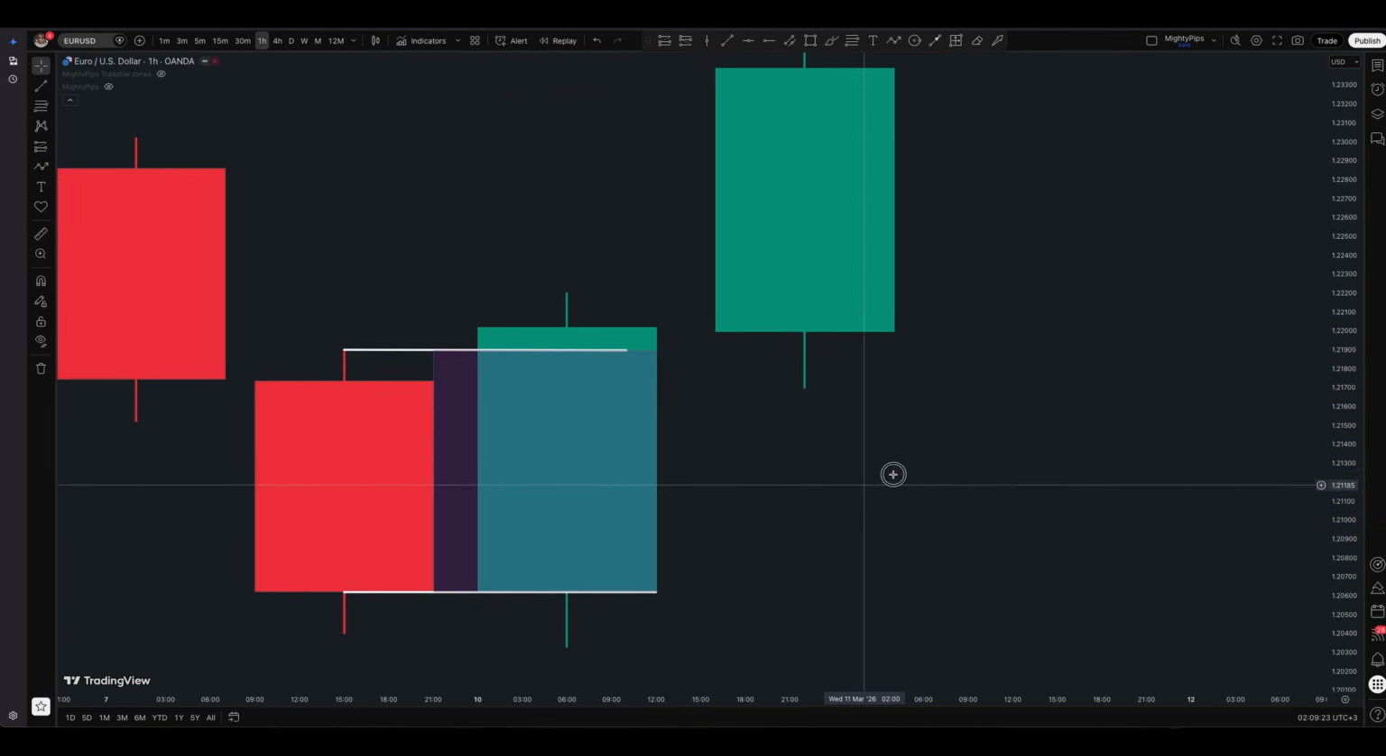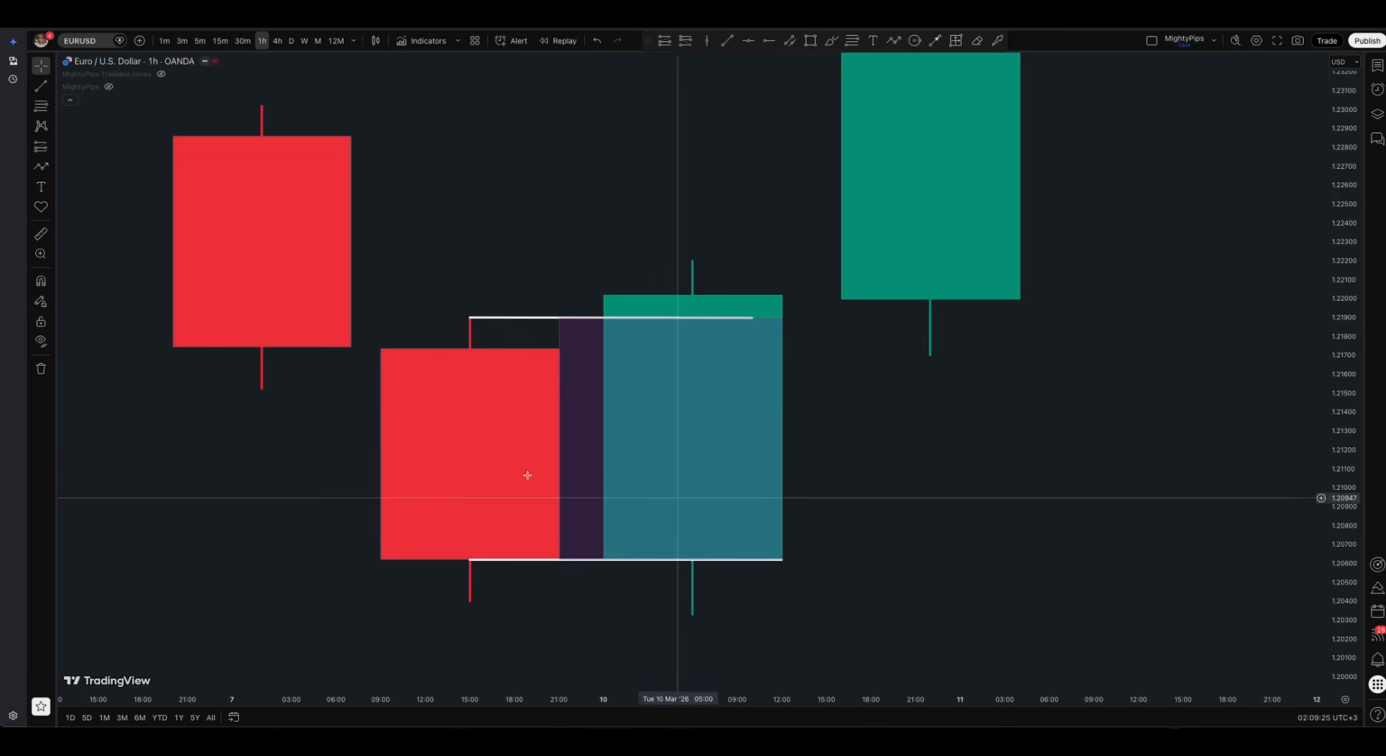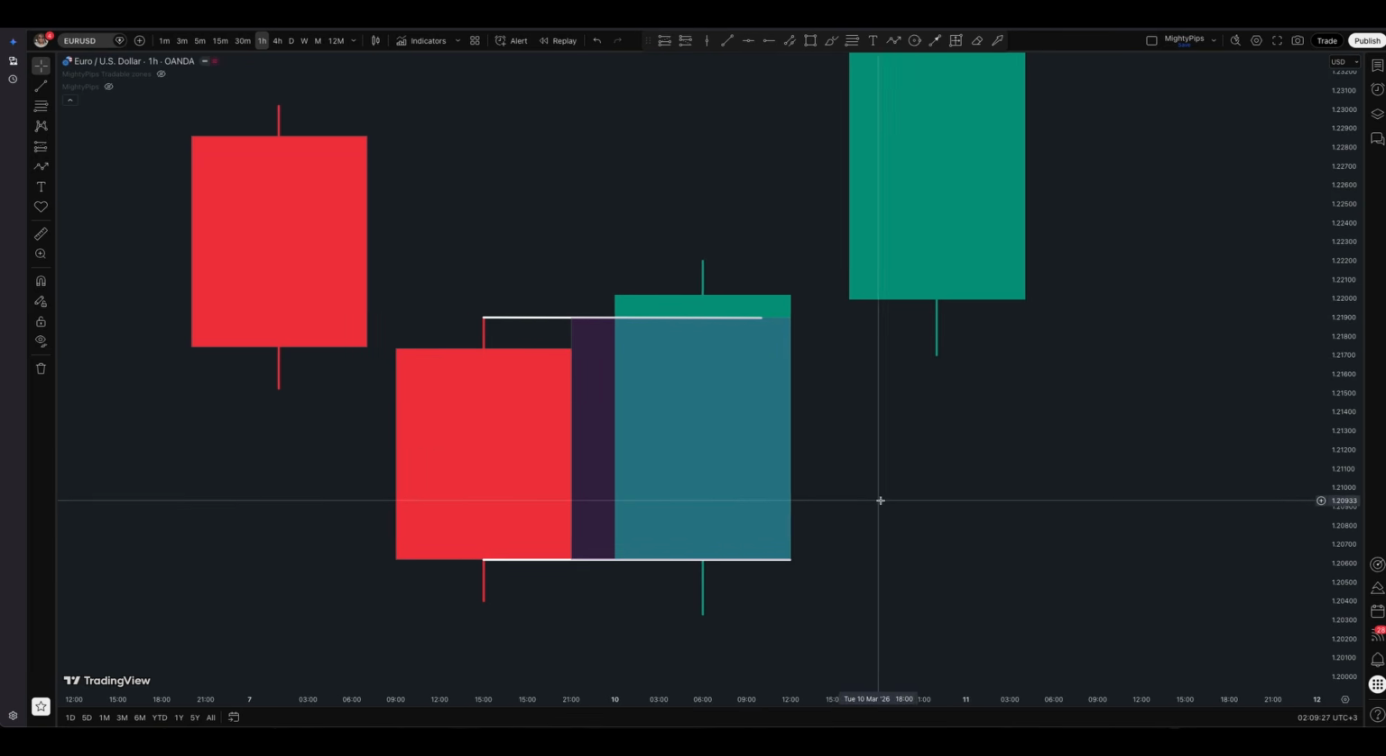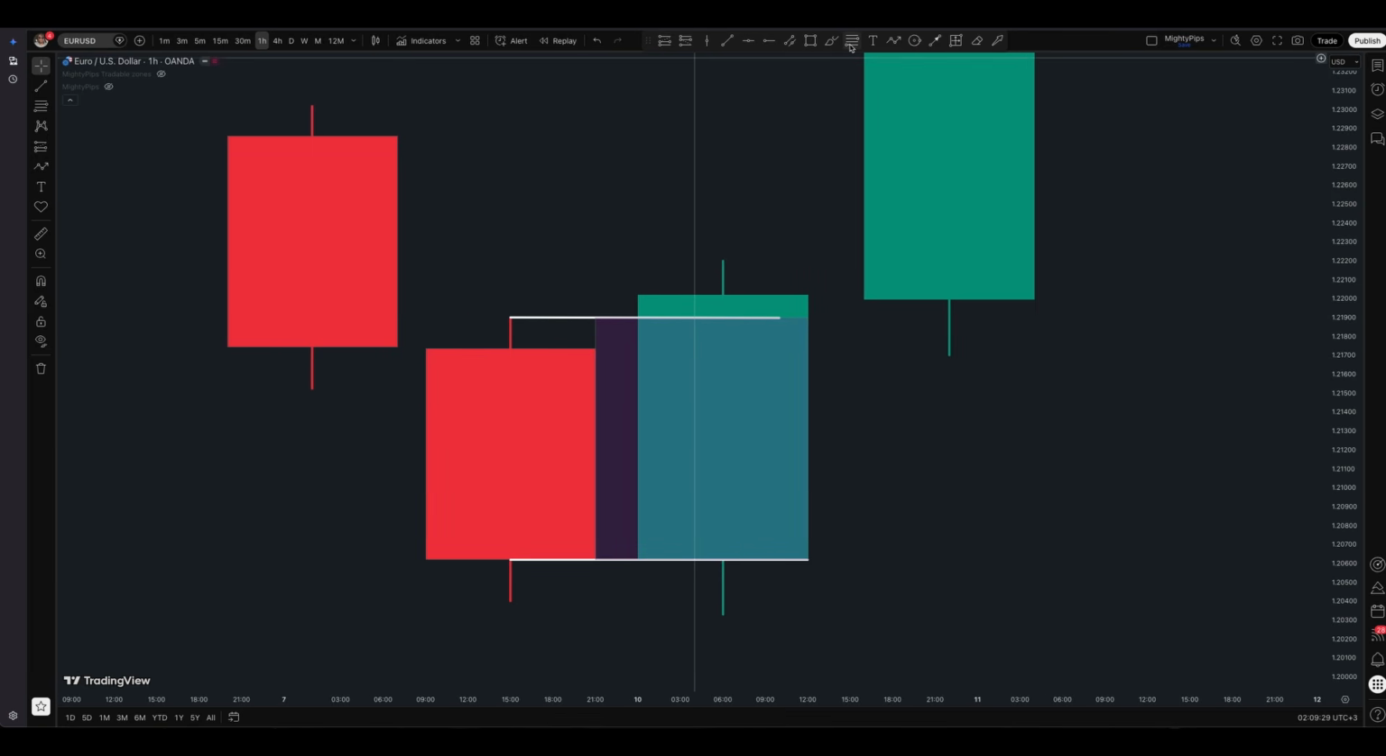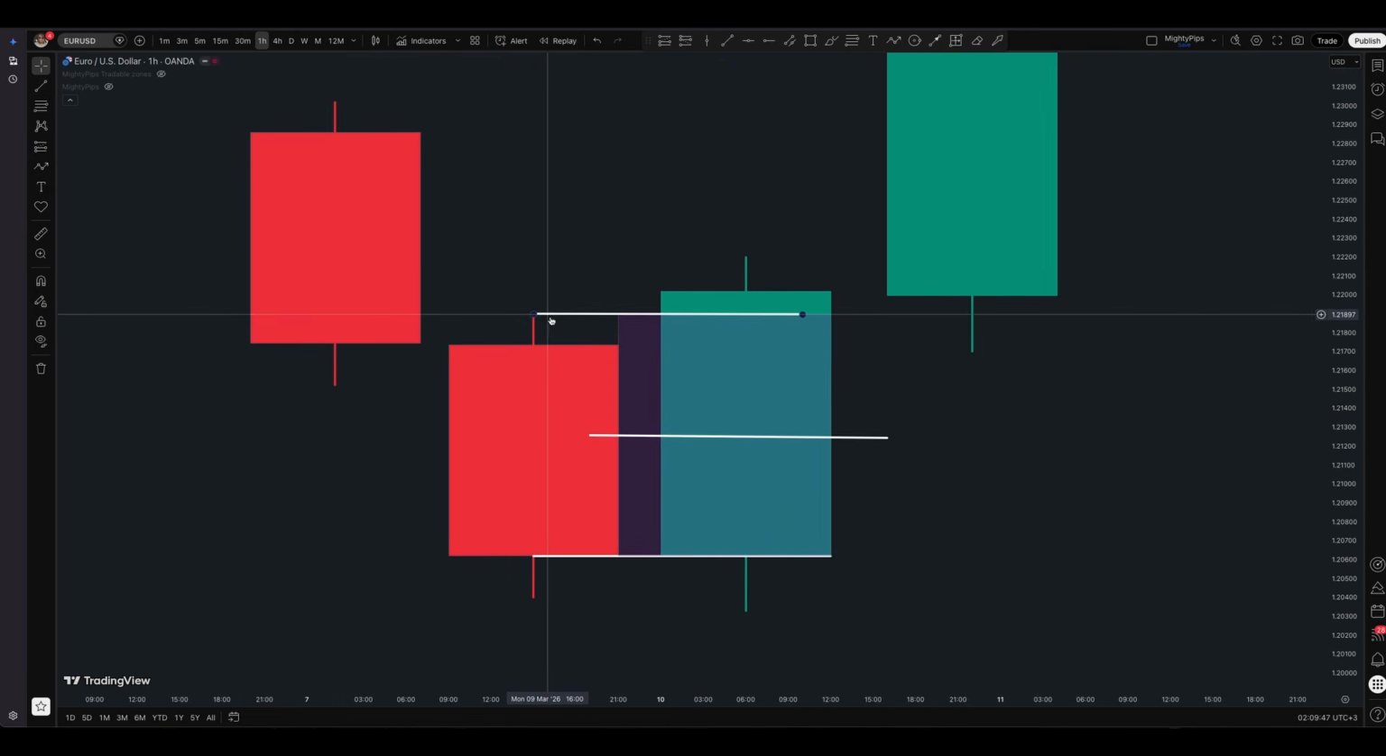So that area there, between those two lines, is what helps you to determine the bias of the next candle. So you can see here, if you draw the Fibonacci from this candle's high to this candle's close below, you'll see that the 50% is this area right here. That is that candle's 50% range between its high and its close.